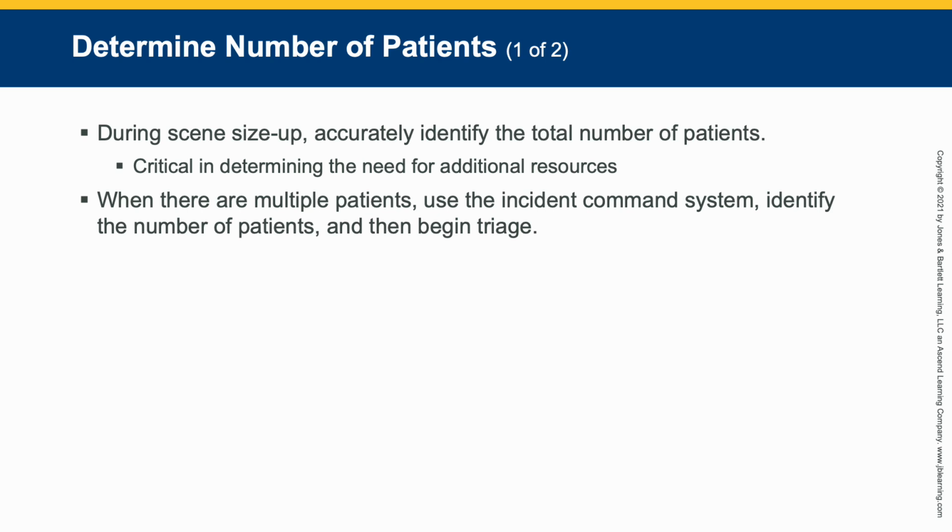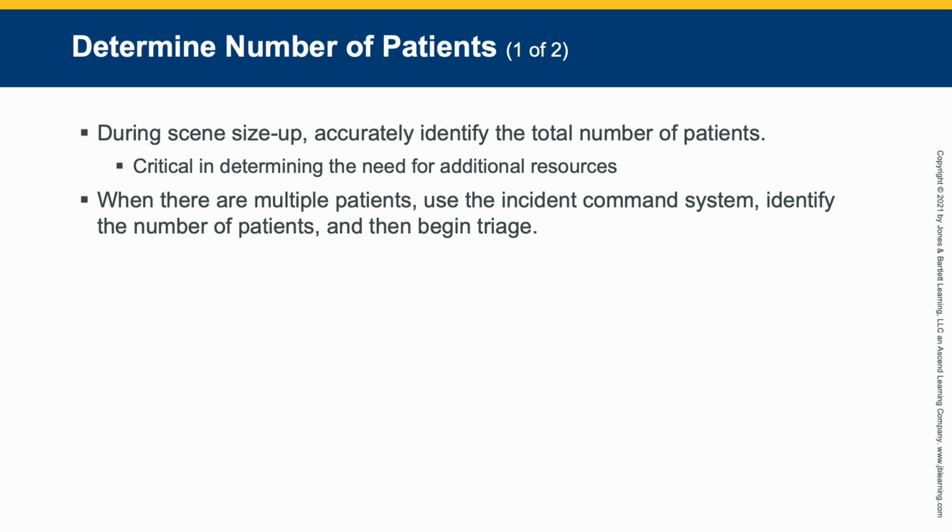Now, once your scene is secure and you've protected yourselves with standard precautions, your next priority is determining how many patients you're going to be dealing with. At first glance, this might be pretty straightforward, but it's easy to overlook additional patients, especially in a chaotic or crowded environment. A good rule of thumb is to scan the entire area before committing to one patient. You want to ask bystanders or other responders if they've seen anyone else hurt or sick. This count is really vital for one big reason: it drives how many resources you actually need.